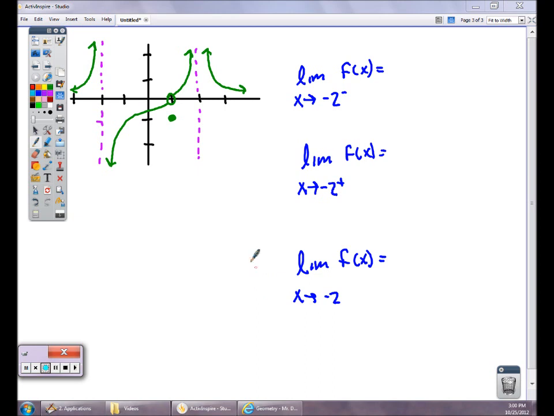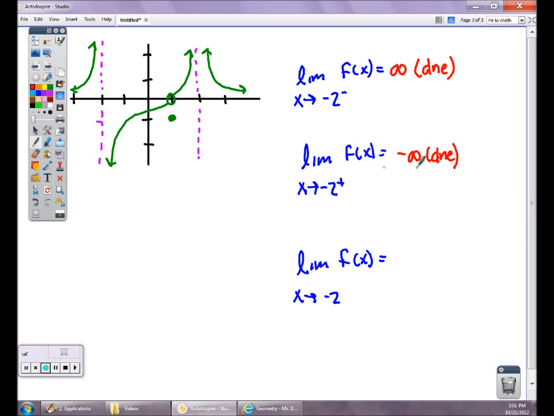Let's see what's happening at x equals -2. As x approaches -2 from the left, I have an asymptote. The graph is going to continually go up towards infinity, but I cannot get there. So we say the limit does not exist. The limit as x approaches -2 from the right is going to follow along the asymptote again, but this time towards -infinity. Still, we cannot get there, and it does not exist.